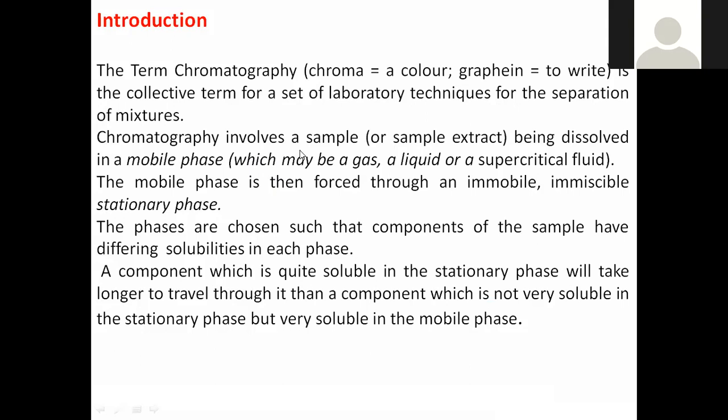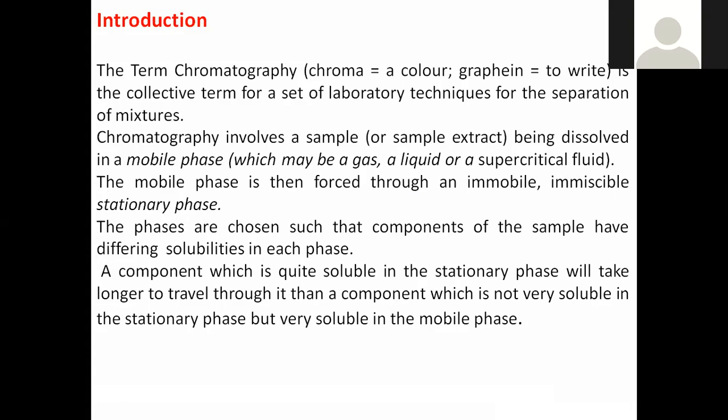Chromatography involves the sample being dissolved in the mobile phase. The component to be separated is dissolved in a mobile phase. The phase may be gas, liquid or supercritical fluid. Then the mobile phase is allowed to run through a stationary phase or the immobile phase, and the mobile phase and the stationary phase are immiscible, they are insoluble. Because of this reason they are separated from one another.